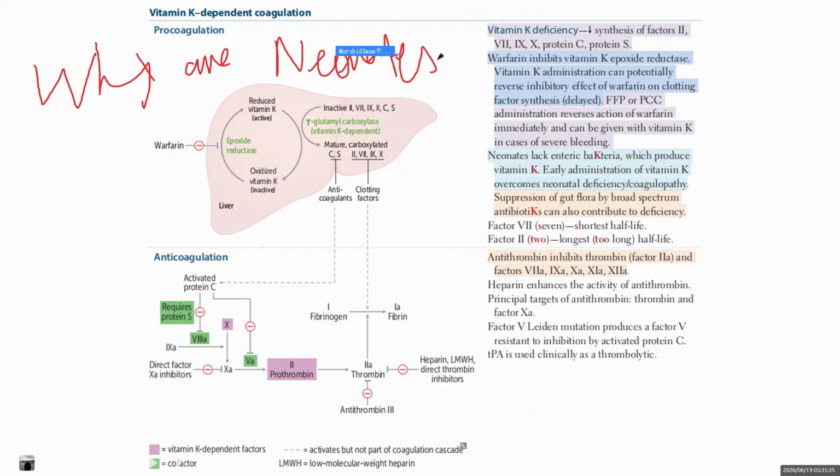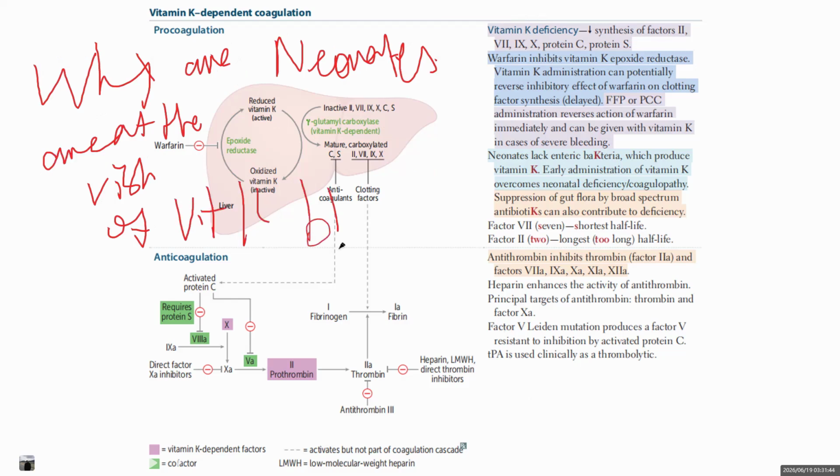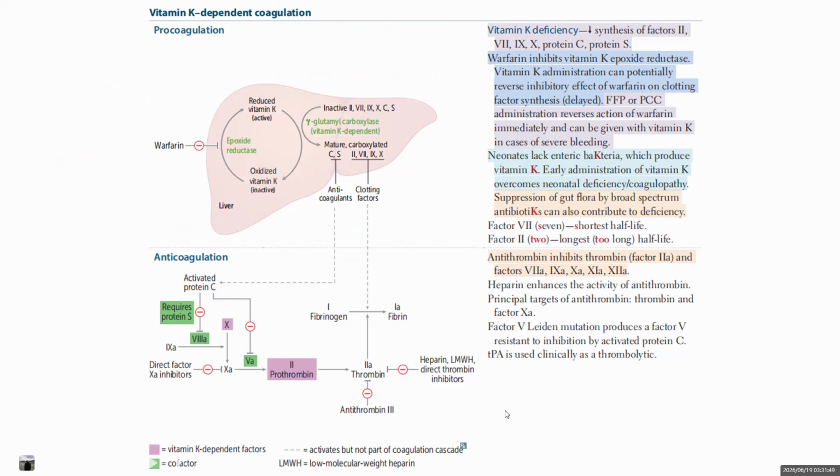Okay, so you can simply ask: why are neonates, the newborn babies, at risk of vitamin K deficiency bleeding? The very first thing to remember is that all newborns have very low vitamin K storage, and they also do not yet have enough gut bacteria to produce vitamin K.